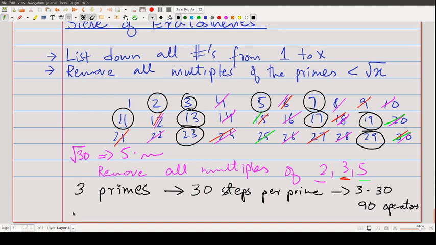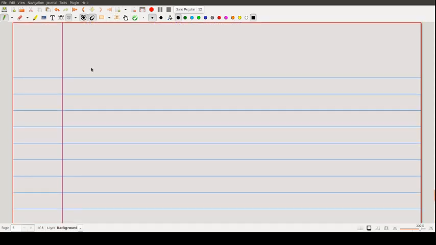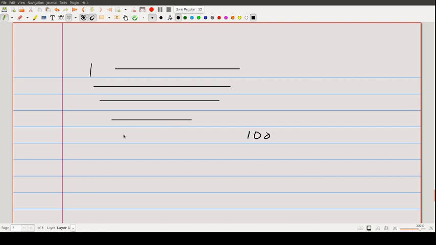Now the question is, can you check whether all of these numbers are prime in less than 90 operations? And the answer is, I want you to think about that answer. It's actually going to be much larger than 30. And if it's not clear, think about going from 1 to 100 rather. Let's suppose your list is from 1 to 100. We need to check primes only less than the square root of 100.